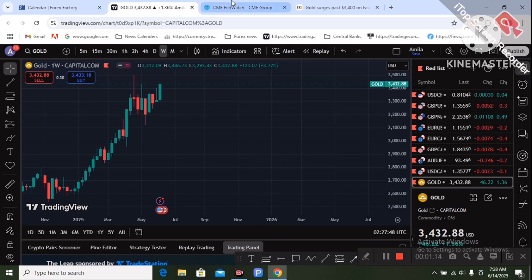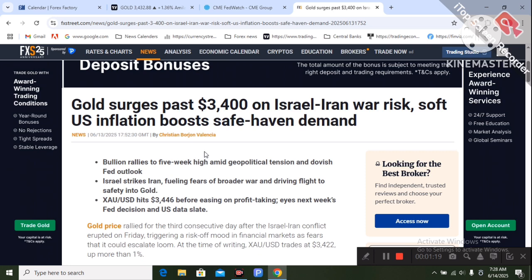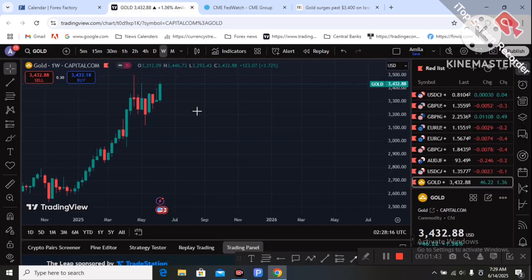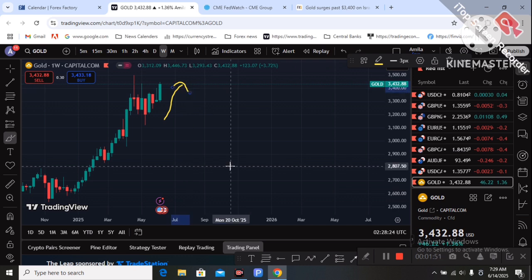So you remember gold is the safe haven asset. I am always telling this. This is the FX Street website, which mentioned gold surges past 3,400 on Israel-Iran war risks. There are continuing geopolitical risks. The Iran-Israel war is continuing, and the Ukraine-Russia war is continuing, and there are more uncertainties in the global military wars. That is the reason for gold pushing to the upside. Remember, gold is the safe haven asset.